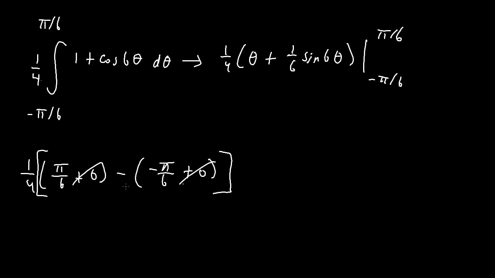Now the zeros will cancel. Pi over 6 minus a negative pi over 6 will be positive 2 pi over 6, which is pi over 3. So we get 1/4 times pi over 3, which will give us the final answer of pi over 12.